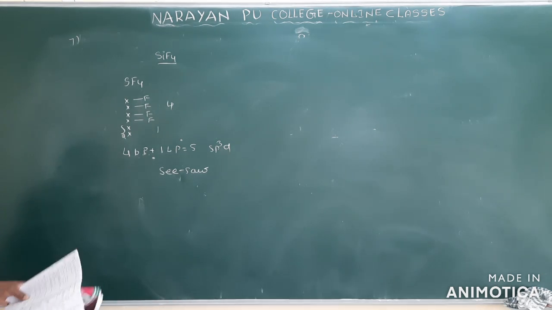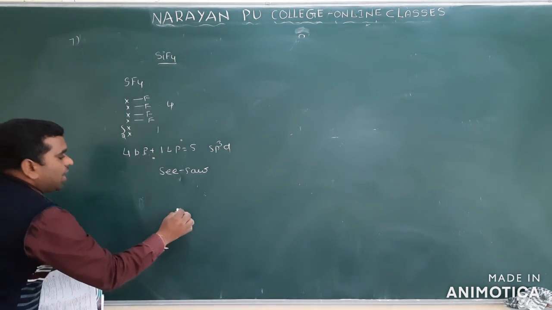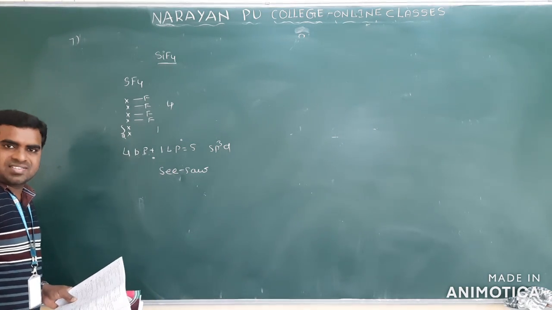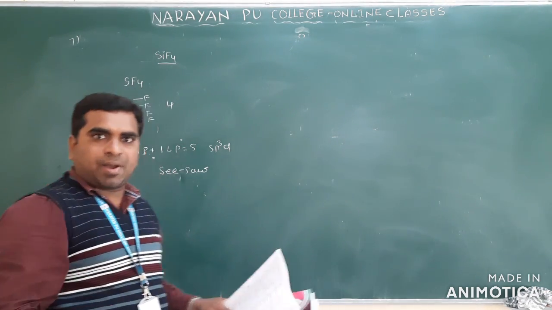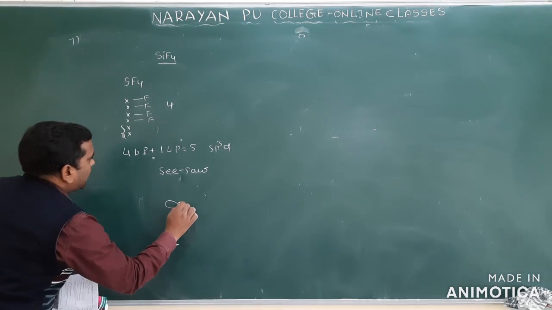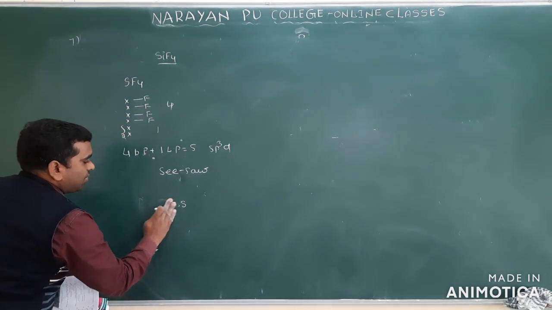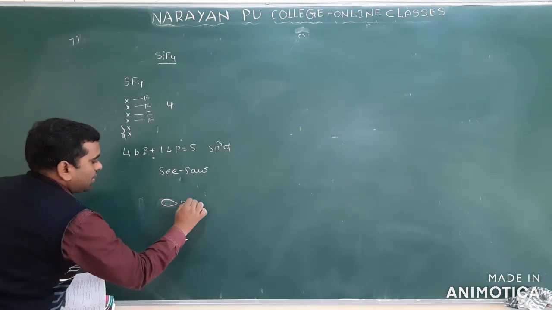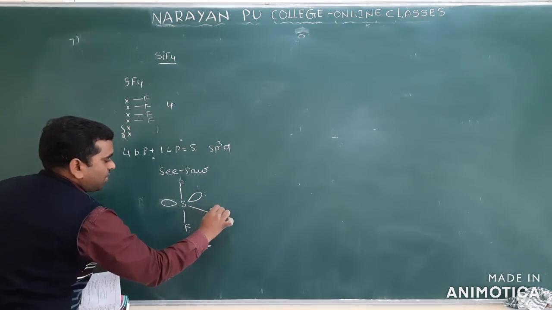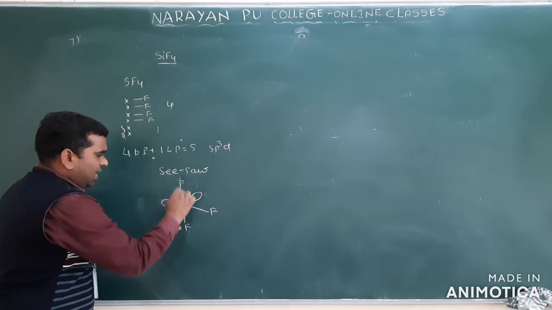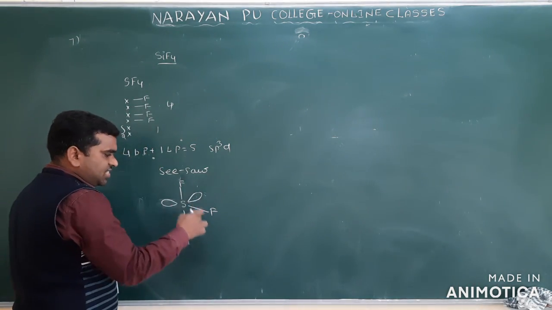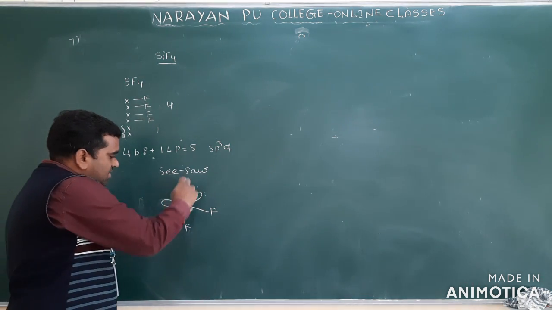Seesaw structure comes from trigonal bipyramidal geometry, where there will be a lone pair. Here sulfur will be there, and this is the sulfur lone pair, and these are fluorines. You see, there will be axial bonds and equatorial bonds. Axial bonds, what can also be called a seesaw structure. Clear?